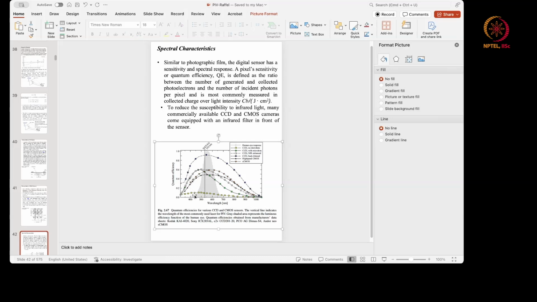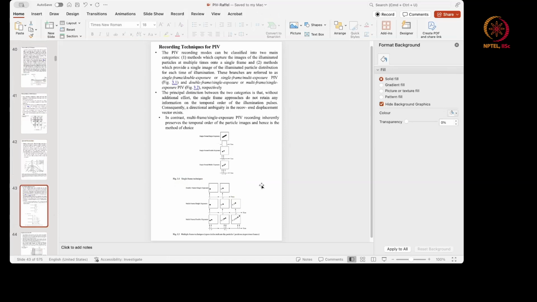So if you are collecting radiation at these kinds of wavelengths, your camera will not be sensitive enough because its quantum efficiency will be rather low. Or in other words, the number of generated and collected photoelectrons will be low. On the other hand, for PIV, because most of the time we use an Nd:YAG laser, which is 532 nanometer, this is the best case. So you can use the maximum quantum efficiency range of the camera. In order to reduce susceptibility to infrared light, many cameras come equipped with an infrared filter so that they cut off the light beyond a certain wavelength. So that is also done in these cases.